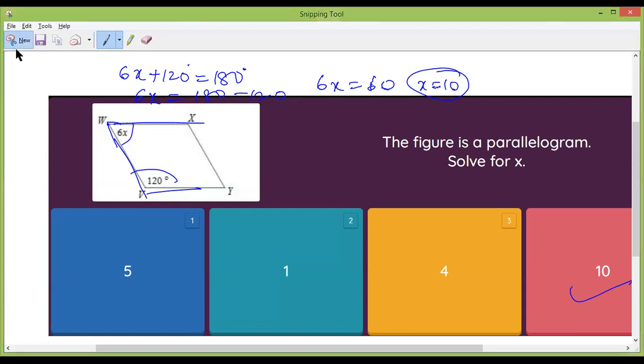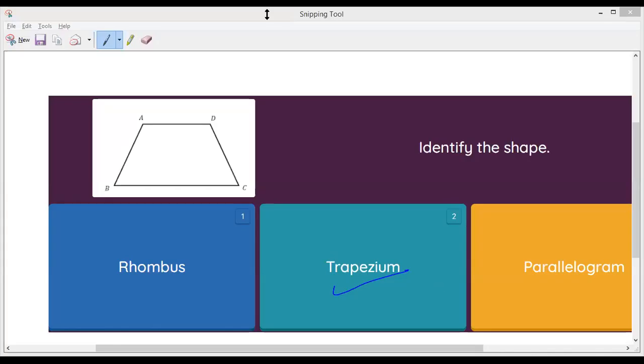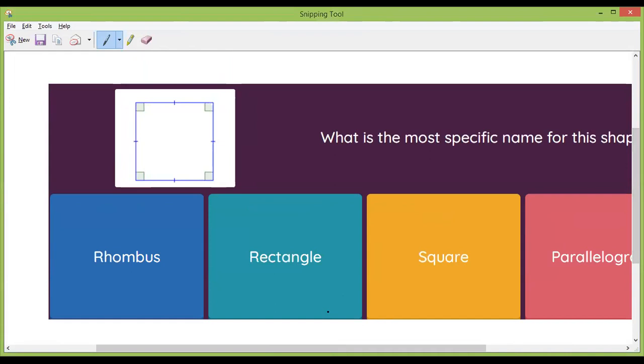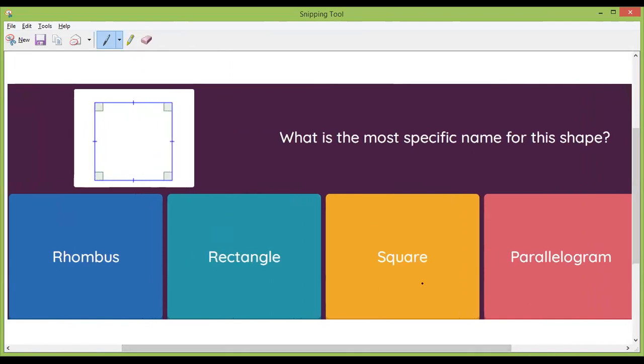The next question is to just identify the shape, and I think everybody can do that easily. So what's that shape? It's a trapezium, right? An easy and simple question. Let's look at the next one. Again, one more simple question based on the name of the shape. You could see that the diagram has a quadrilateral with all angles equal to 90 degrees and all the sides equal. So that's a square, right?